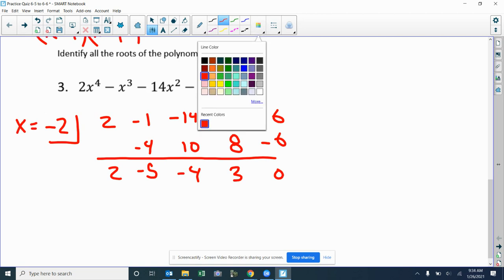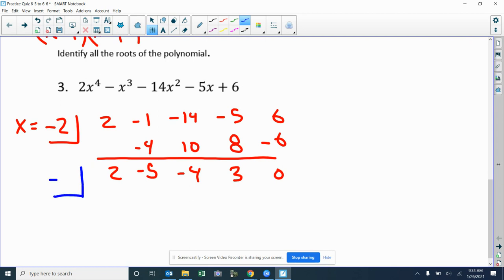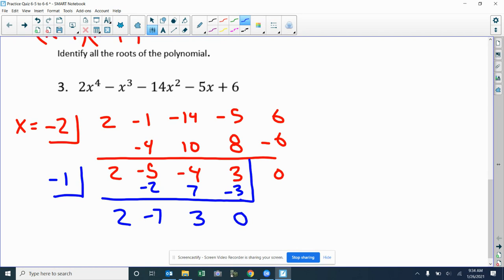Someone help me out with another? -1? Okay. Remember, we're only gonna use what's left over. 2 coming down. That's gonna give me -2, which would give me -7. And that's gonna give me +7, which would give me 3. And that's gonna give me -3, which gives me 0. So there's 2. We're left with 2x squared minus 7x plus 3 equals 0.